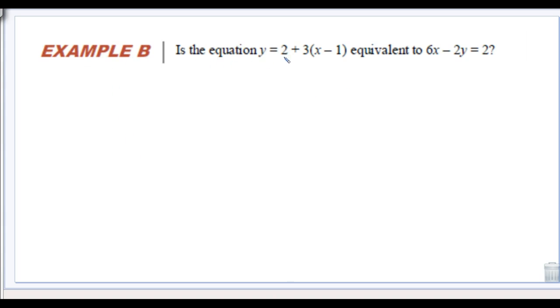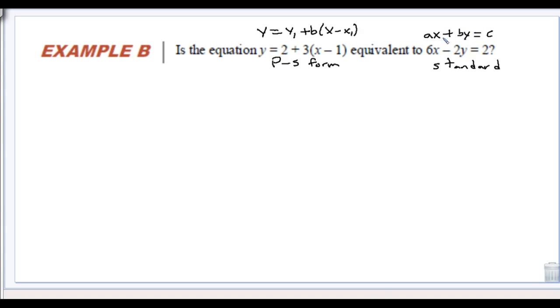Is the equation y equals 2 plus 3, parentheses x minus 1, equivalent to 6x minus 2y equals 2? Well, we know that this one is in point slope form, right? And this one is in standard form. And you say, Mr. Bartman, how did you know that? Well, if I remember, point slope form was y equals y1 plus b, parentheses x minus x1. Right? So that looks exactly the same as this one. And that's standard form, right? Standard form is just ax plus by equals c.